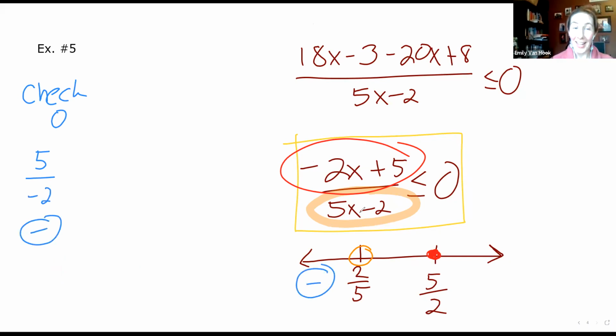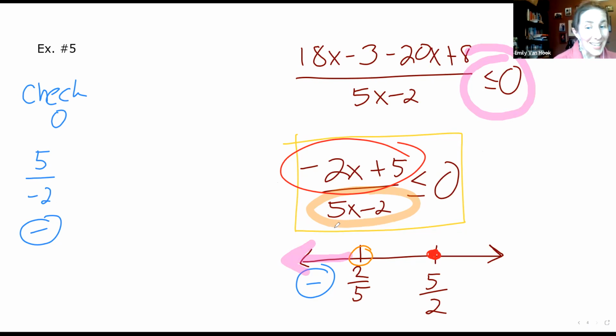Now that's actually good because in this problem, we are in fact looking for anything that is less than or equal to 0. So we do want the negatives in this case. We do want anything that makes this inequality less than or equal to 0. All right, let me just double check something here. Yeah, I think we're good. So that will be part of our solution set.